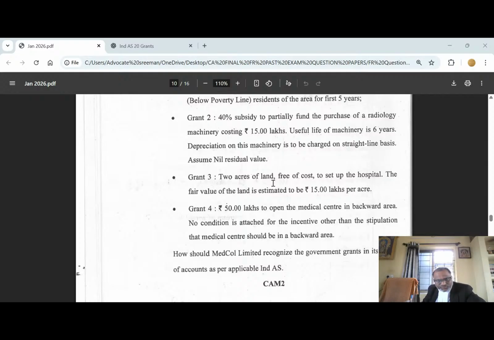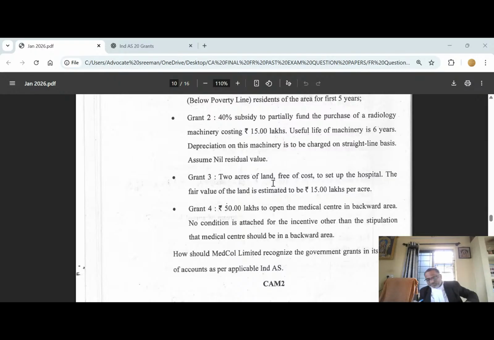Nature of grant: non-monetary government grant at nil cost.